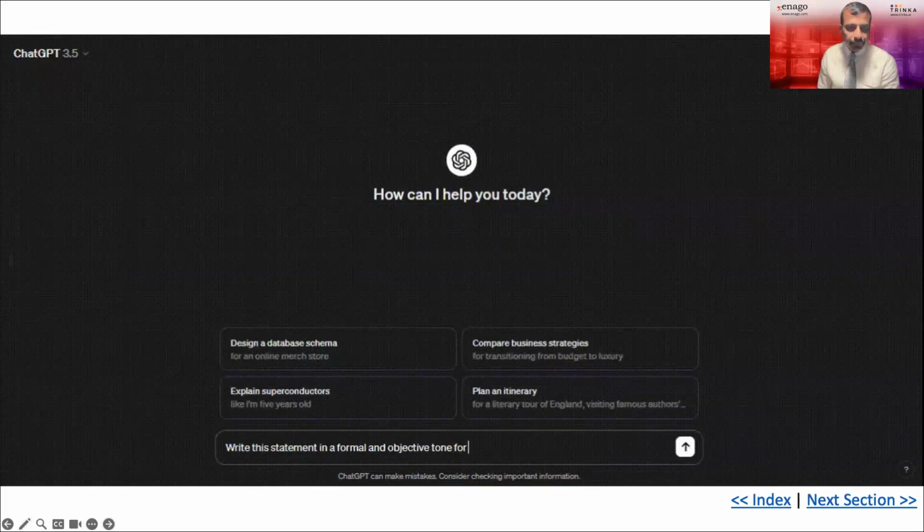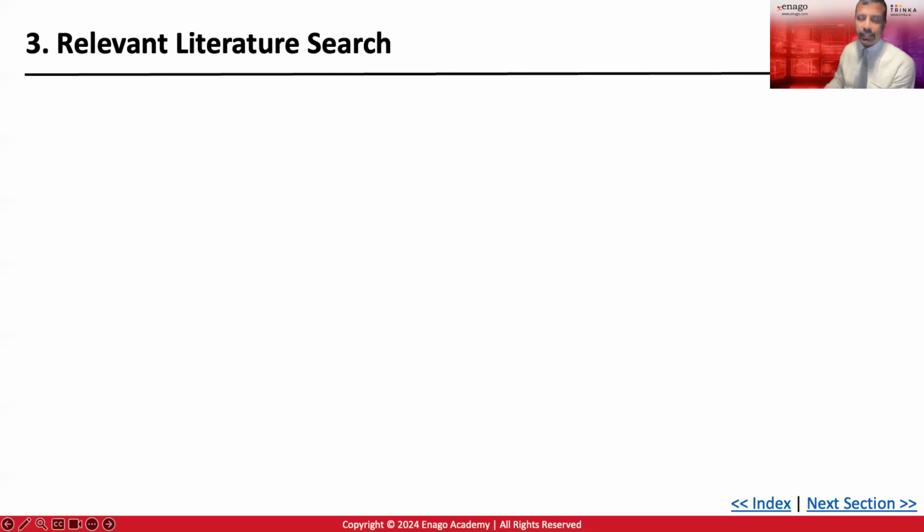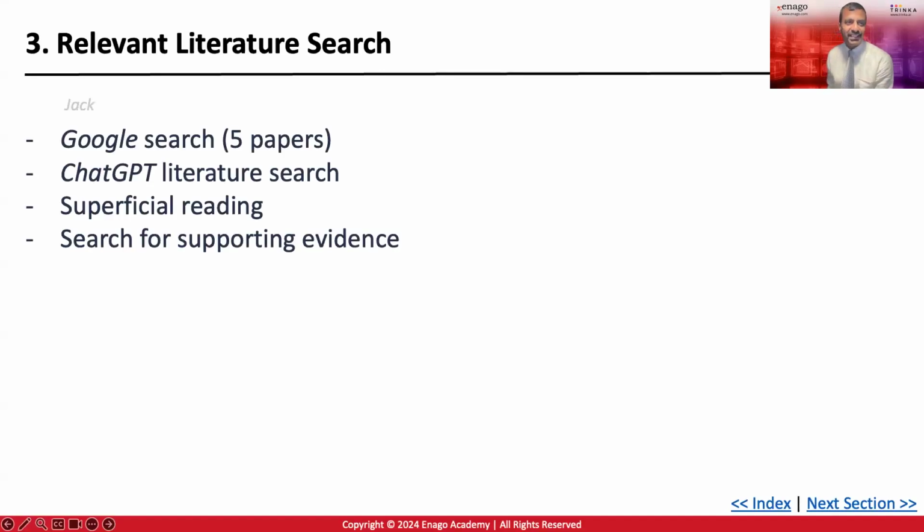All right, going to the next theme, which is relevant literature search. Now here I'm going to introduce two characters, Jack and Jill. Jack is doing his literature research like this. What is that Jack is doing wrong, and how could Jack improve? Maybe 5 seconds. Google search, what is wrong with it?